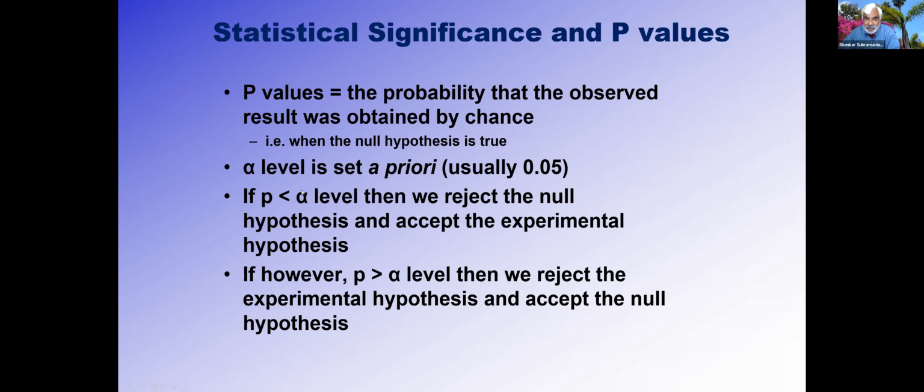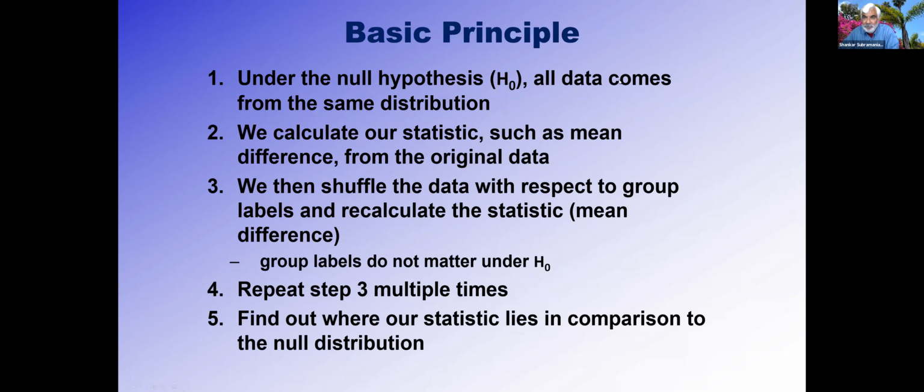If P is less than your alpha, we reject the null hypothesis. That means you've not gotten this by random chance, and you accept the experimental hypothesis. However, if P is greater than alpha, then we reject the experimental hypothesis that this is significant and accept the null hypothesis that it is not significant. Very simple. So under the null hypothesis, all data come from the same distribution.